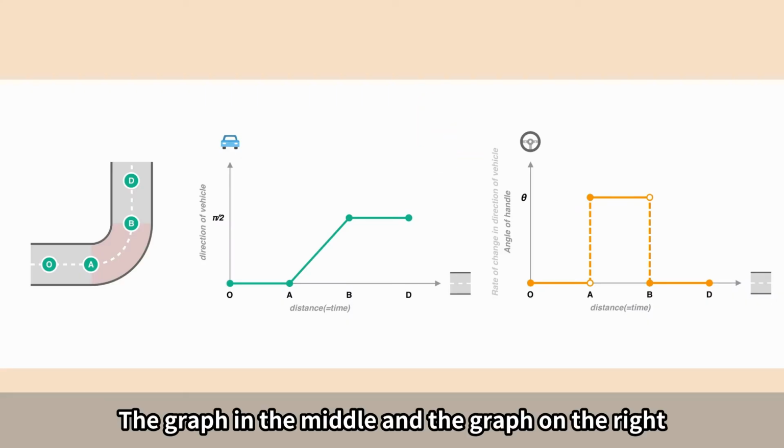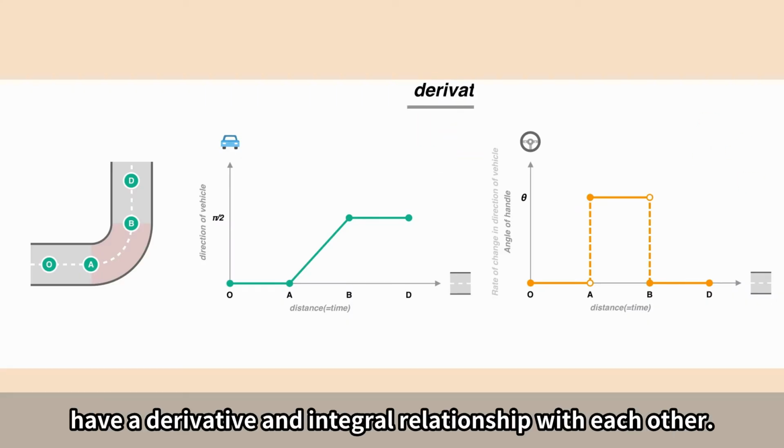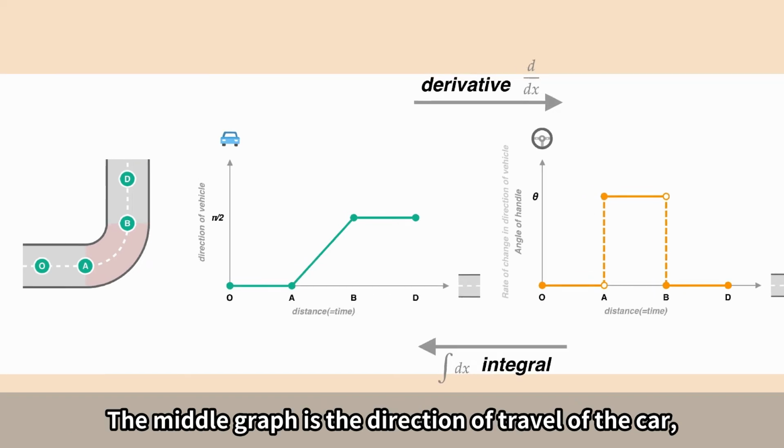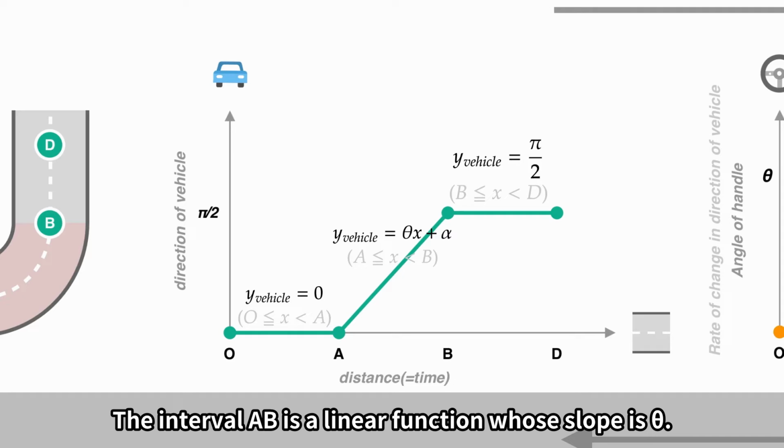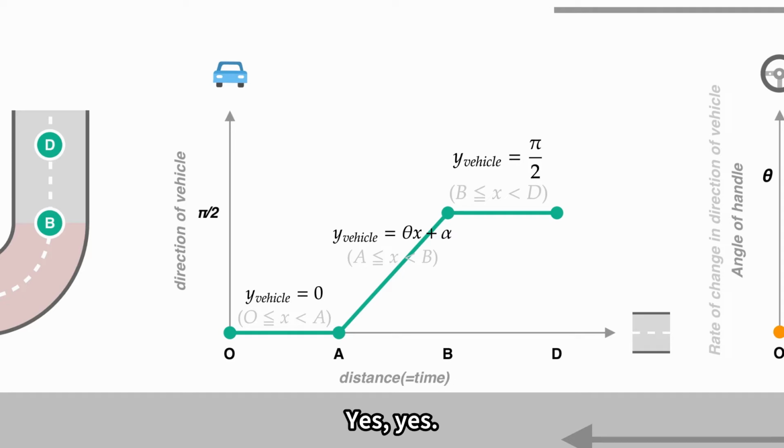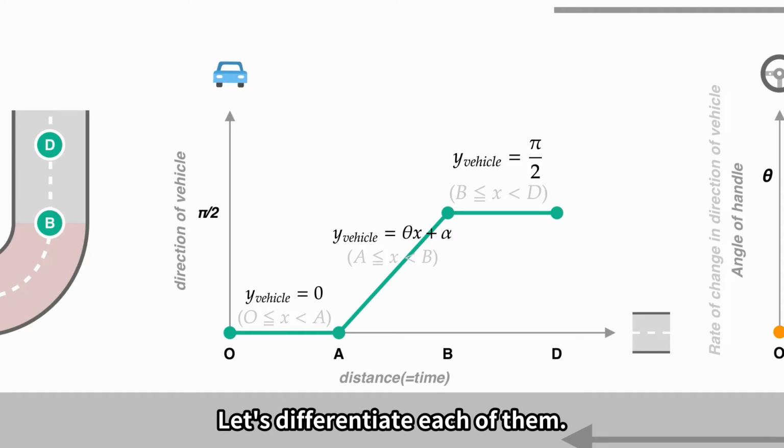The graph in the middle and the graph on the right have a derivative and integral relationship with each other. The middle graph is the direction of travel of the car, and each interval can be represented by the following equation. The interval AB is a linear function whose slope is theta. Yes. Let's differentiate each of them.